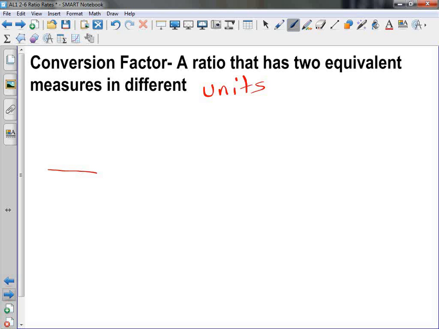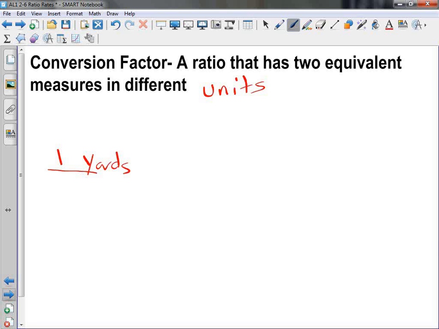A unit. Numbers aren't units. What are units? Measurements. So give me a type of measurement. You said it. Feet. Yards, okay? So yards. Okay, and I'm going to say 1 yard.